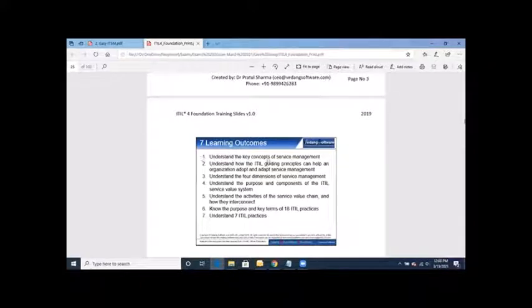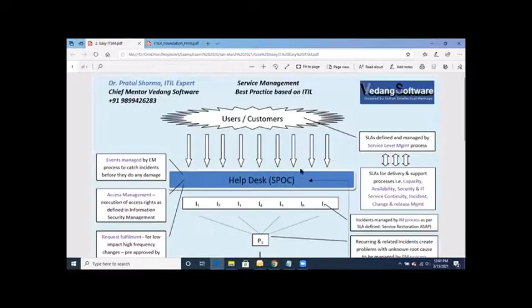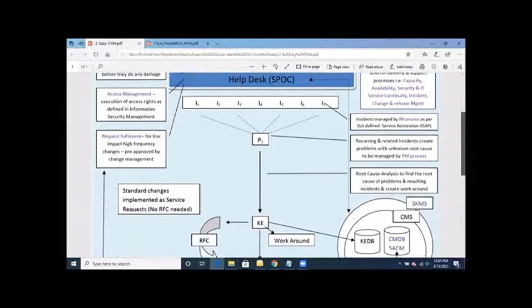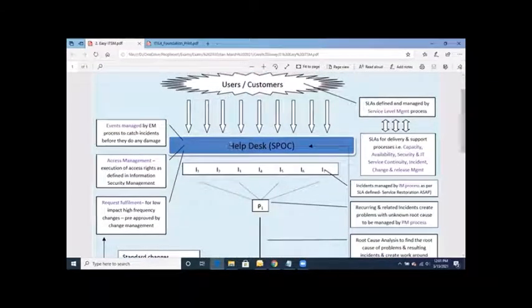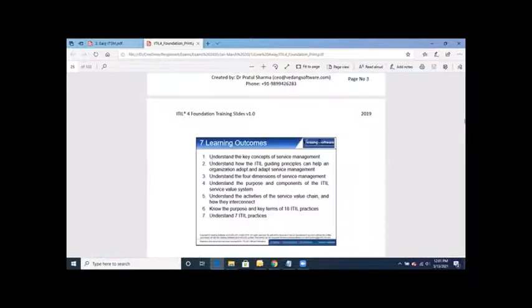One is the key concepts. So a lot of key concepts will get clarified from this diagram, which is about the various processes and how these practices, service desk practice, capacity management, information management, incident management, all these practices interact with each other. This diagram helps. So one is the key concepts of IT service management.